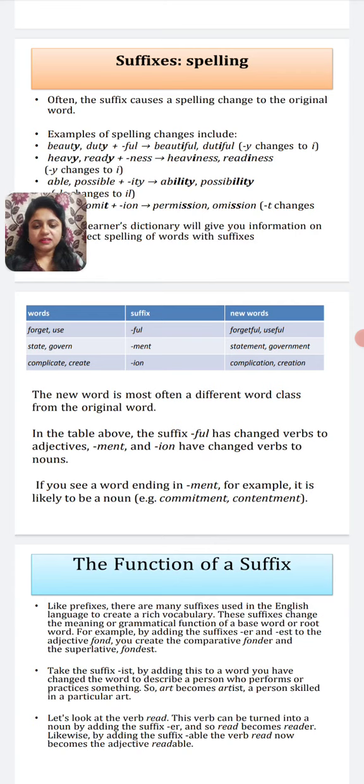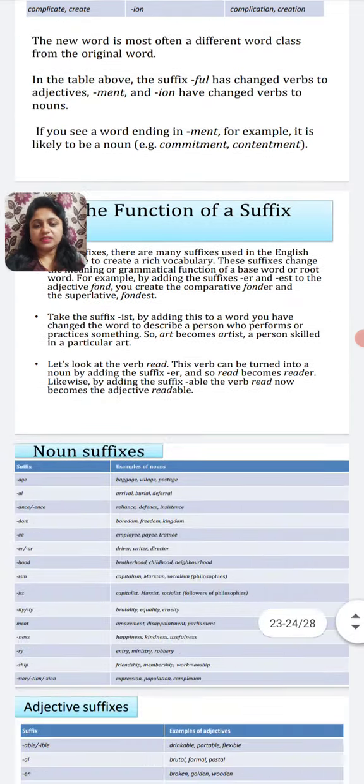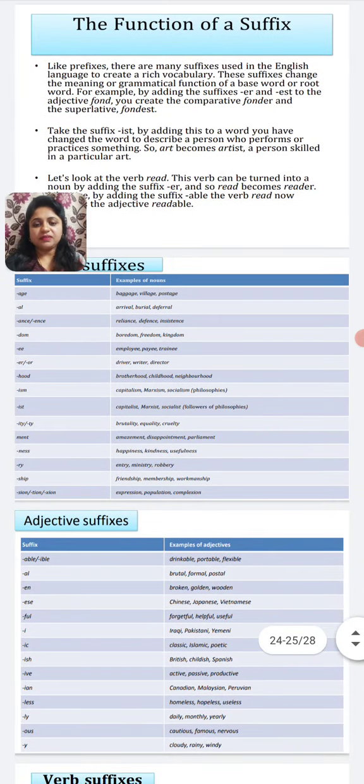Now forget, by using ful, the word has been prepared like forgetful, useful, state, government, statement, government. The new word is most often a different word class from the original word. In the table above, the suffix ful has changed the verb to the adjective. Ment, ion have changed verb to the noun. If you see a word ending in ment, for example, it is likely to be a noun. Commitment, contentment.